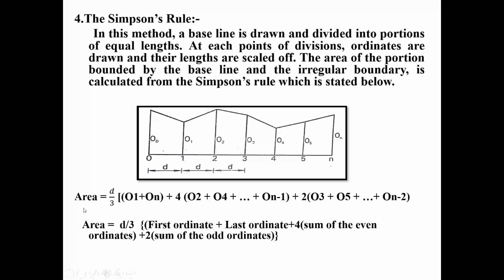Here the area equals D by 3 into the first ordinate plus the last ordinate, plus 4 times the sum of the even ordinates, plus 2 times the sum of the odd ordinates. This is the formula for finding out the area of a particular region with ordinates.